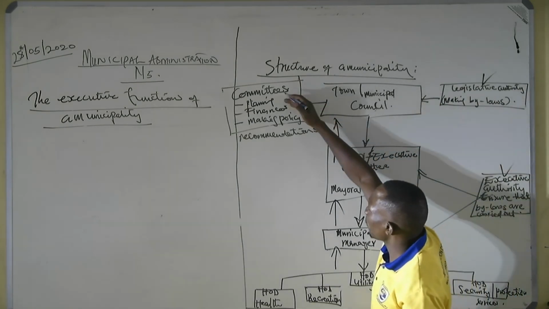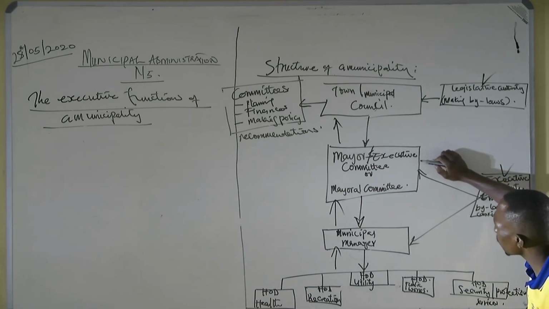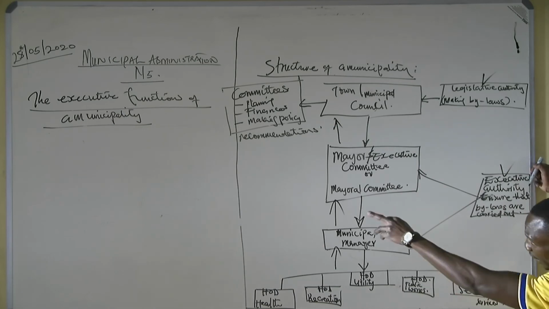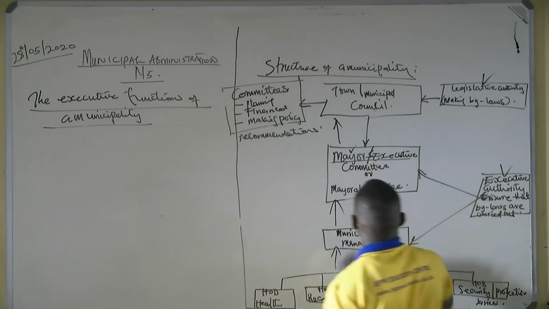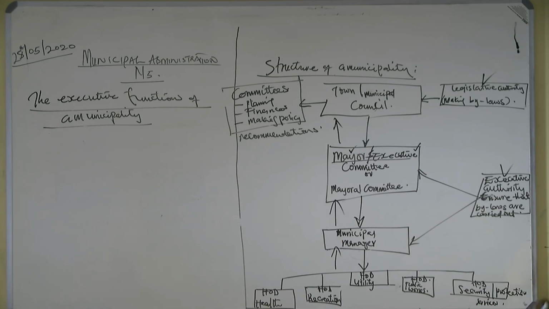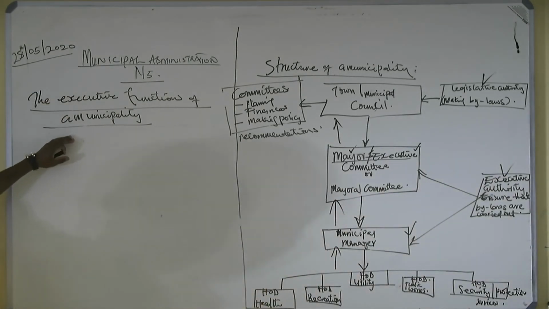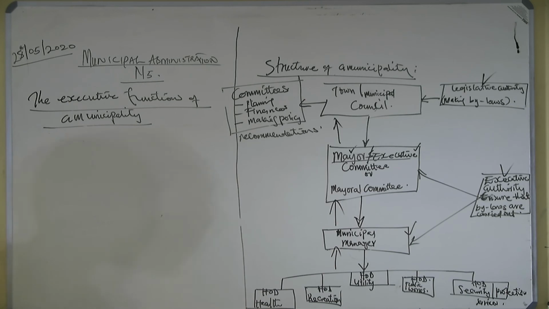Let us look at the executive function of a municipality. Unlike the legislative function, which is the responsibility of the municipal council and the municipal committees, the executive function of a municipality is the responsibility of these institutions: the mayor, the executive committee, and also the municipal manager.